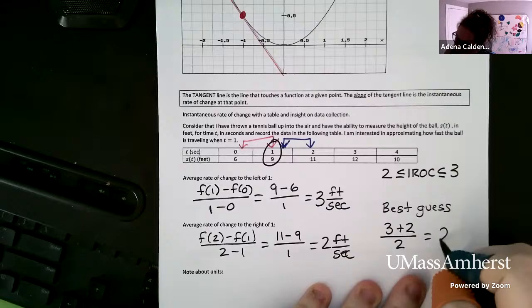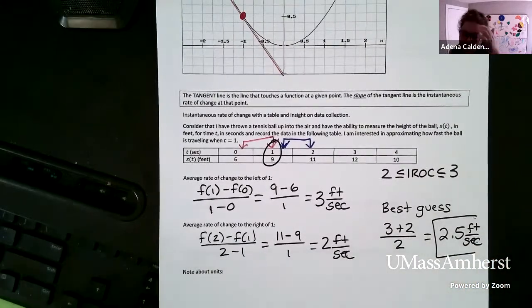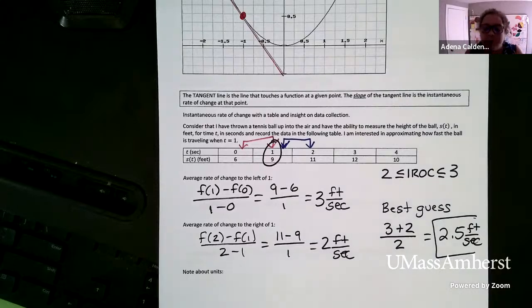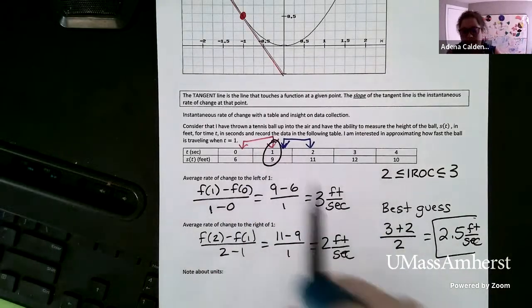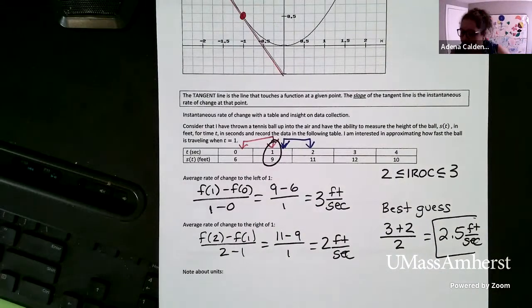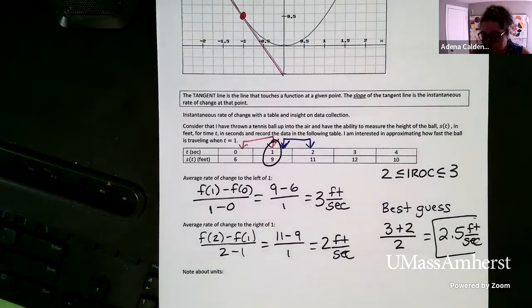So this is going to give me 2.5 feet per second. So this is my best guess for what the instantaneous rate of change is, given this table, given this information, since I can't make it any better, okay? So we have the left-hand approximation, we have a right-hand approximation, and we have our best guess, okay?